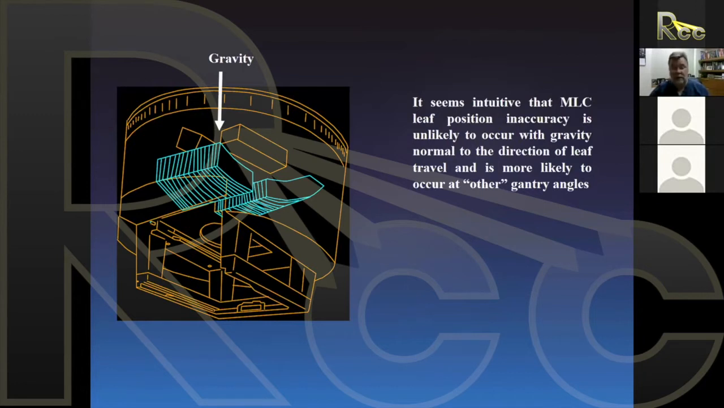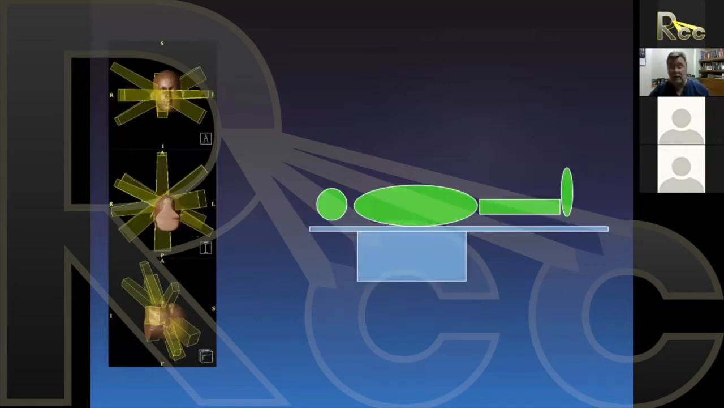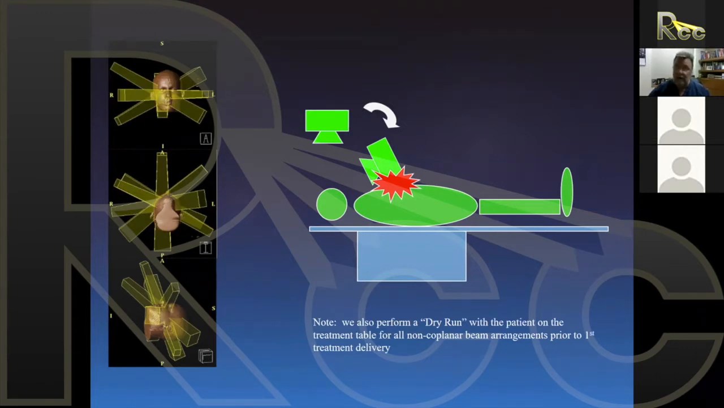than at all the other angles where you're putting stress on this mechanical system. Additionally, we often use non-coplanar beam arrangements where we're not treating all axial beams. Here we have a cartoon with the patient on the support assembly or couch. Here's the machine. It rotates down. We want to avoid this. So not only do we do this at nighttime when we do the actual phantom QA, but we perform a dry run with the patient on the treatment table for all non-coplanar beam arrangements prior to the first treatment. So this allows this to be safe if we're going to use such an arrangement.